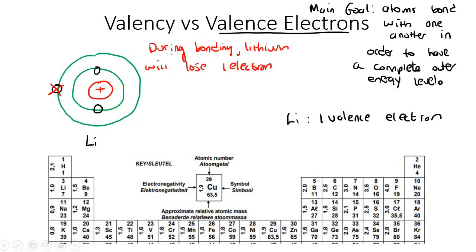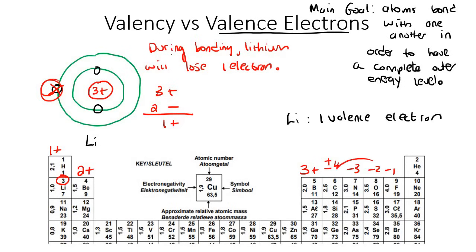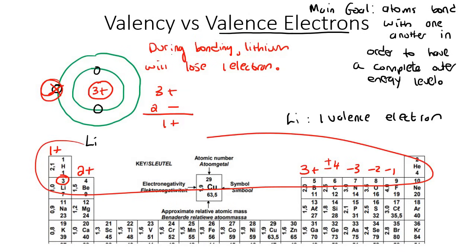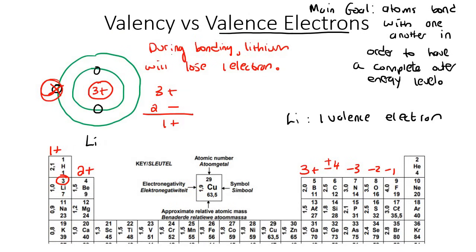Now here's where valency comes into it. After lithium has lost that one electron, would it become overall more positive or more negative? Well, if we look at lithium, it's got 3 protons. And if you take away one of these electrons, then it only has 2 electrons, or 2 negatives. So if you add that up, it's going to have a 1 positive, and that is valency. Valency is the number that you put at the top here. So 1, 2, 3, plus, and then plus and minus 4, minus 3, minus 2, minus 1. These numbers are what we call valency, whereas valence electrons is how many electrons it has on the outside.